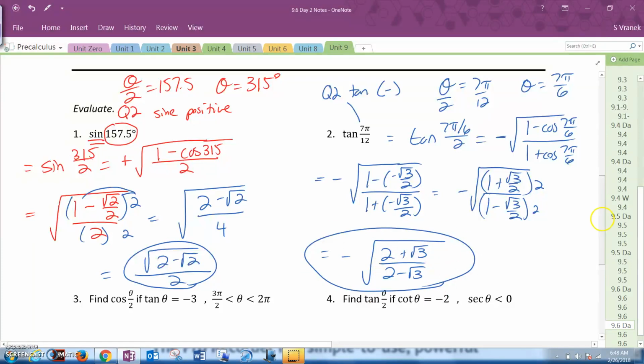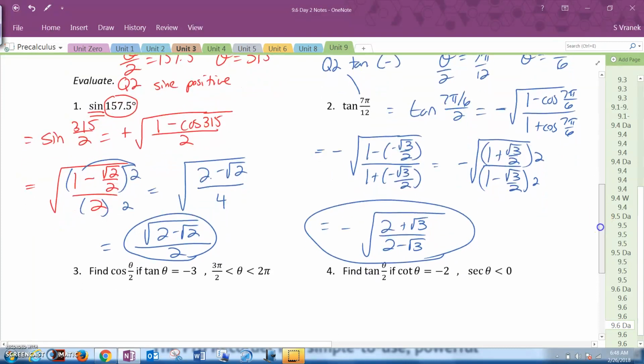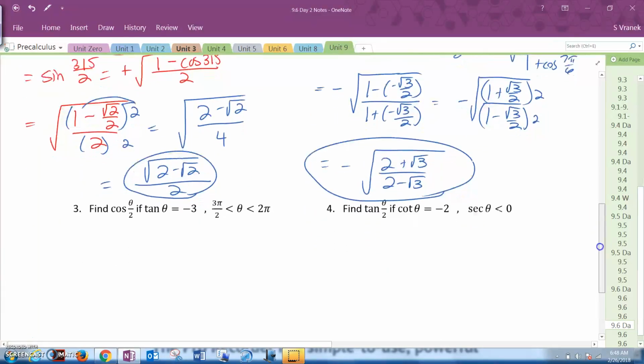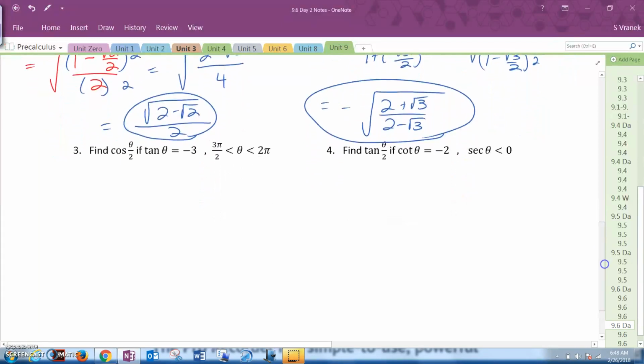And that's that. Now we have two more. These ones are a little trickier in the sense that you don't know where the angle is, but we can figure it out. Actually, it kind of tells us here. This angle is in quadrant 4. So we're going to have to draw a triangle in quadrant 4. However, we want to know where theta over 2 is so we know what sign we use.